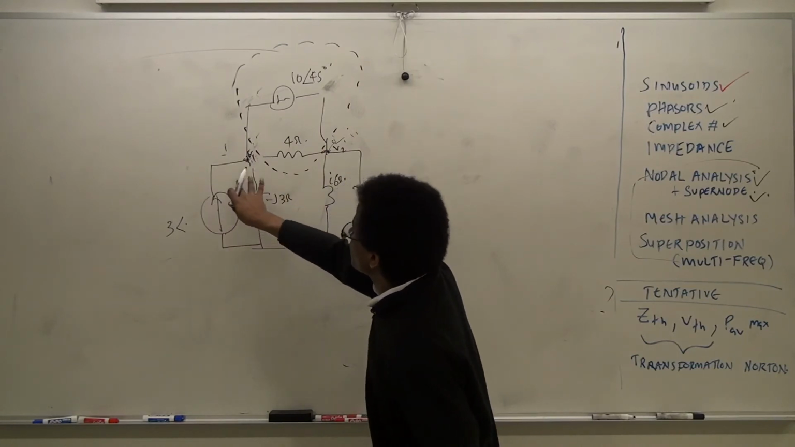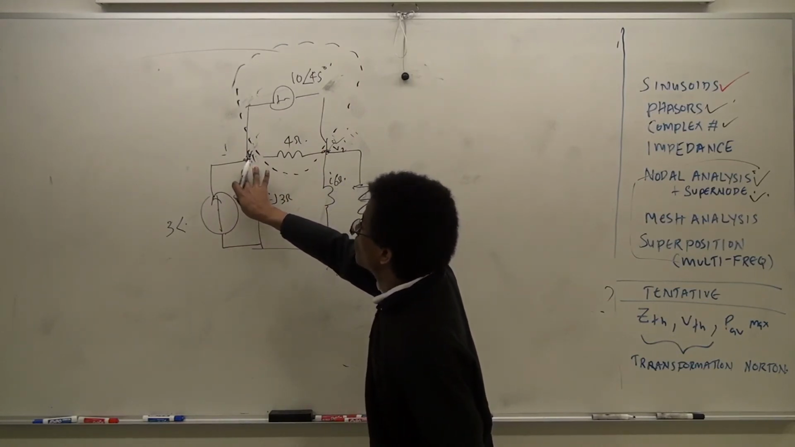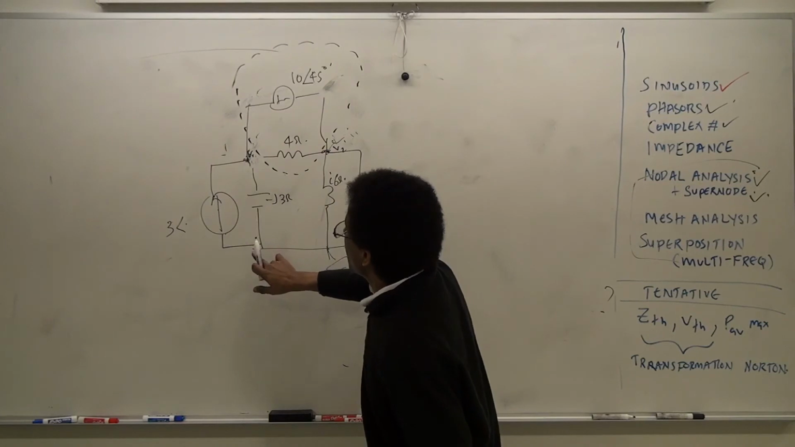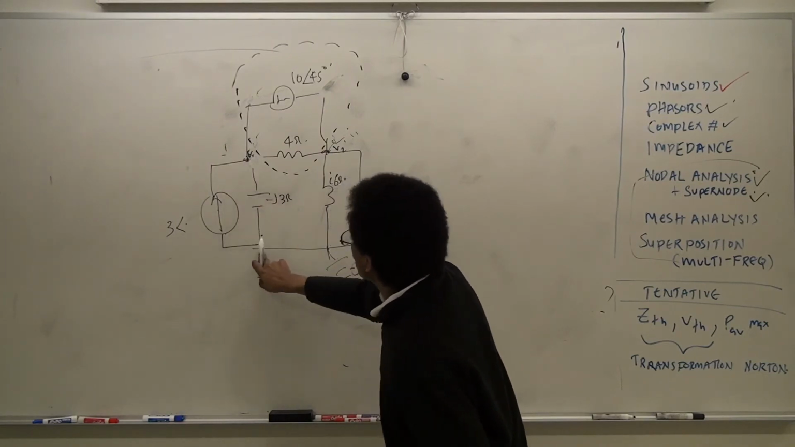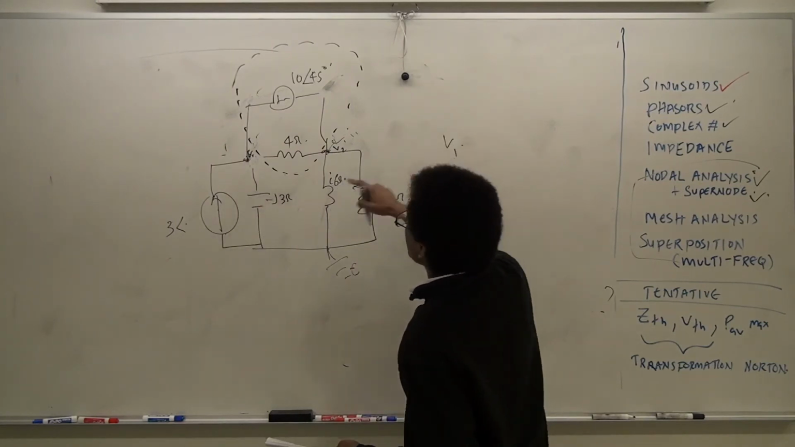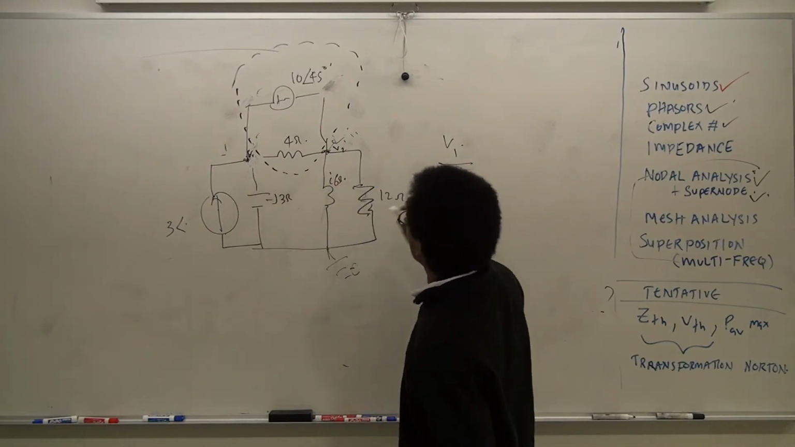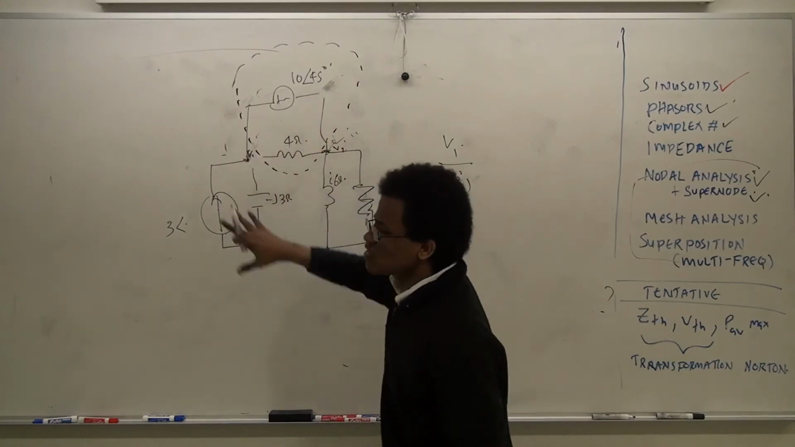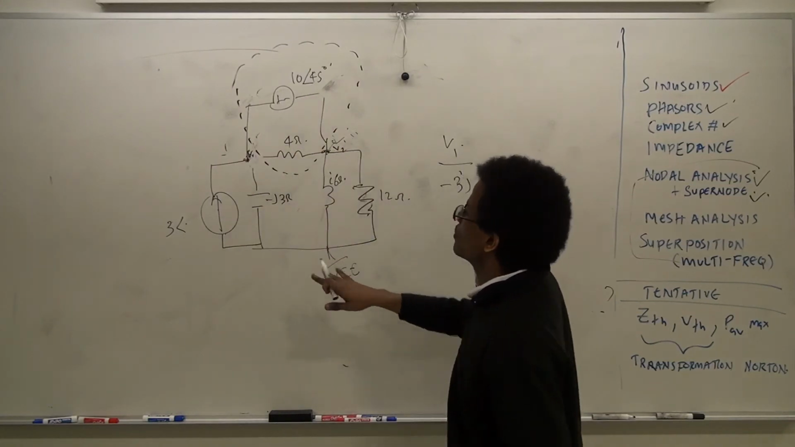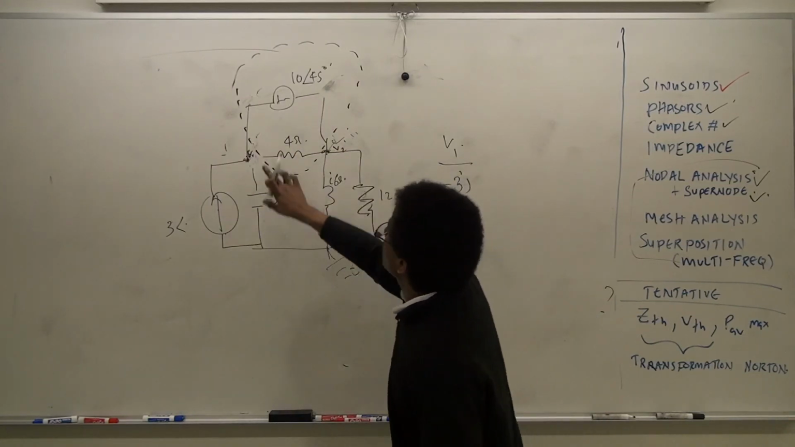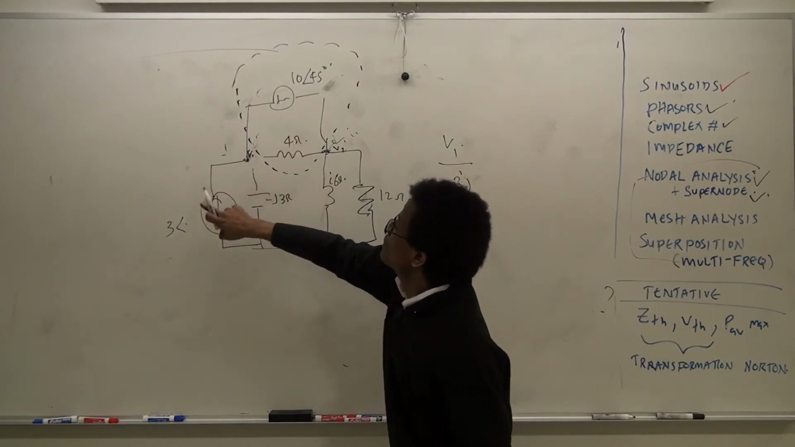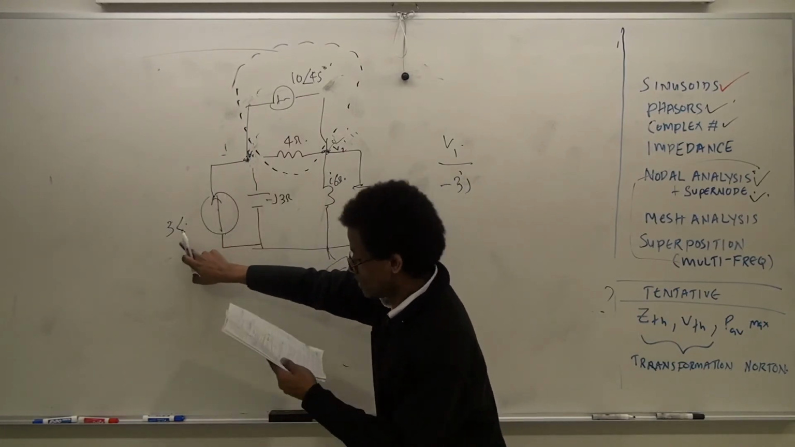Let's apply it to V1. This is a current source. So V1 minus what? Ground. V1 minus ground over what? Over negative 3J. Everything is assumed to be in ohms, both the real and imaginary components, so we can just ignore the ohms for now. And then what's the current that's going in? This guy, 3.